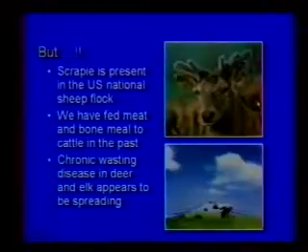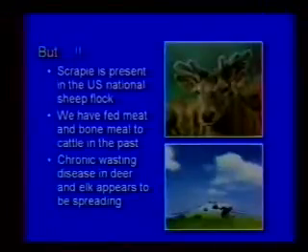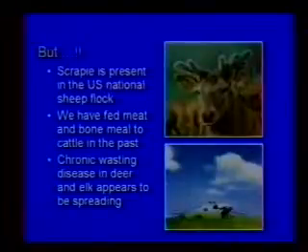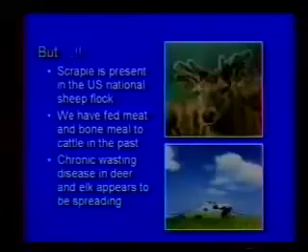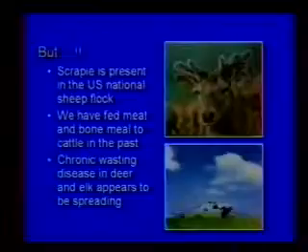Because we put up many means of preventing this disease coming into the United States. But we have to recognize that we do have scrapie here in the U.S. national sheep flock. We have in the past fed meat and bone meal to cattle, although mostly we use soybean as the protein supplement. We also have to recognize that we have chronic wasting disease in deer and elk, and at the moment this disease appears to be spreading.